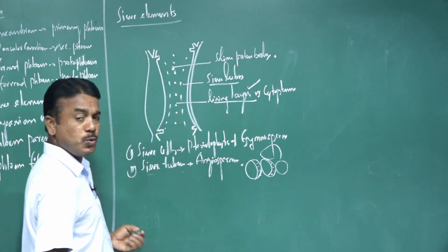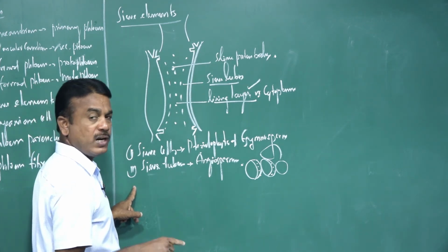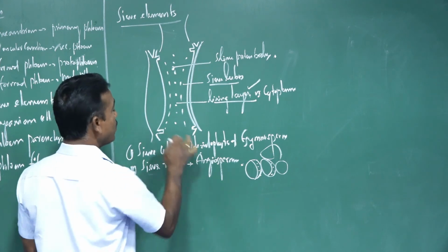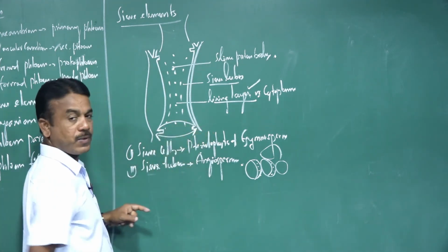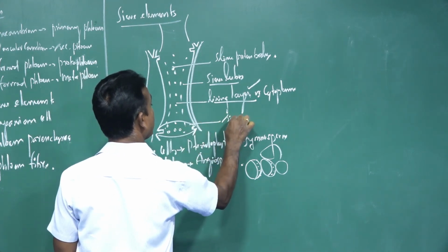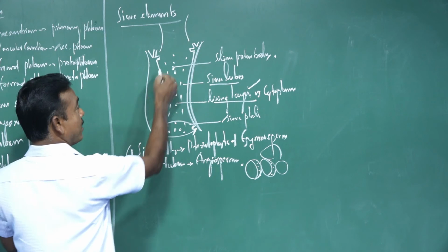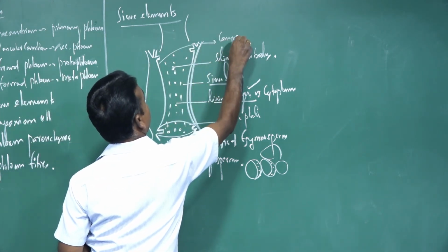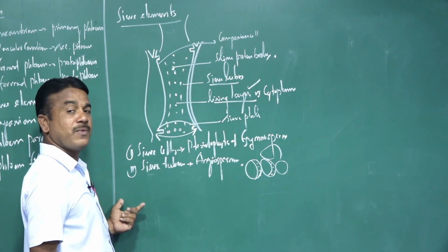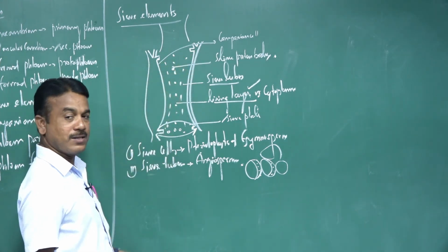But sieve tubes are arranged one above the another. They have sieve areas on the sieve plate. These are called sieve plates, and sieve plates have sieve pores. They are associated with the companion cell. So sieve tubes are arranged one above the another, have sieve plates at the end wall, and are associated with companion cells.